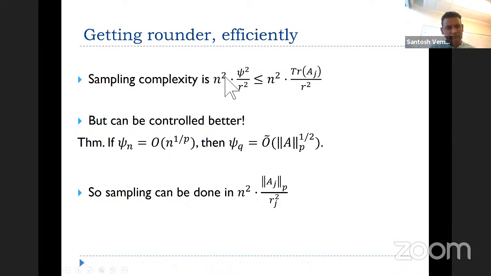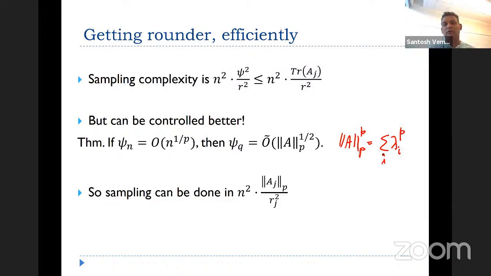The sampling complexity, the one we already know, depends on the trace divided by the radius of the ball squared. And the radius is 1, so this disappears, but otherwise it's the trace divided by the radius squared. That's the KLS bound. But in fact, you can control it much better. And the theorem is that if the KLS constant is n to the 1/p for some p bigger than 1, then for any density q with covariance A, the KLS constant is in fact the square root of the pth norm of the eigenvalues. This ||A||_p to the power of p is just the summation of lambda_i of A to the p. That's all this is.